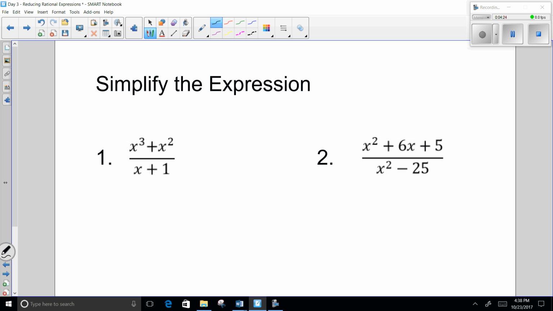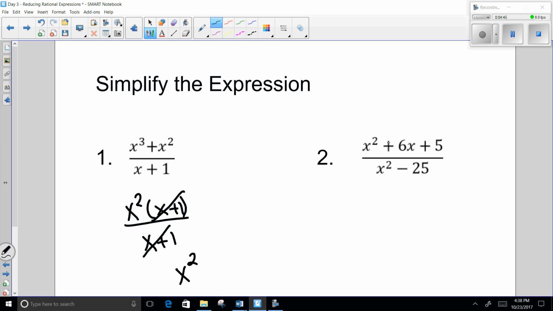The next one, same process, factor the numerator, take out an x squared, leaving me x plus 1. Factor the denominator if you can. In this case, it doesn't. Notice we have an x plus 1 on top and x plus 1 on bottom. Those reduce, leaving me with just an x squared.